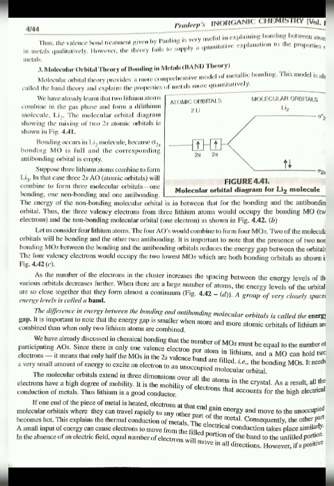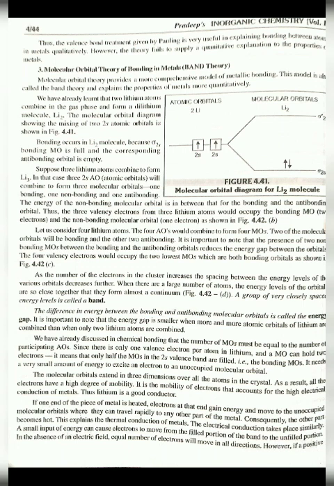Third, molecular orbital theory of bonding in metals, band theory. Molecular orbital theory provides a more comprehensive modeling of metallic bonding. This model is called the band theory and explains the properties of metals more quantitatively. We have already learned that two lithium atoms combine in the gas phase and form a dilithium molecule, Li2. The molecular orbital diagram showing the mixing of two 2s atomic orbitals is shown in figure 4.41. Bonding occurs in the Li2 molecule because the sigma 2s bonding MO is full and the corresponding anti-bonding orbital is empty.